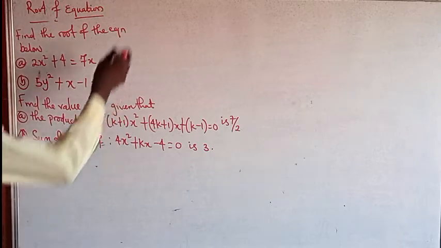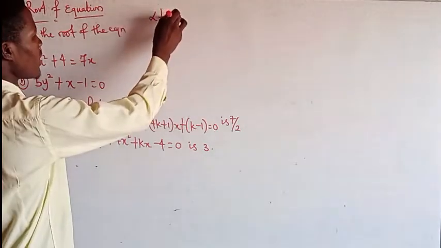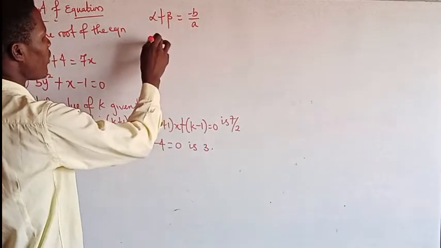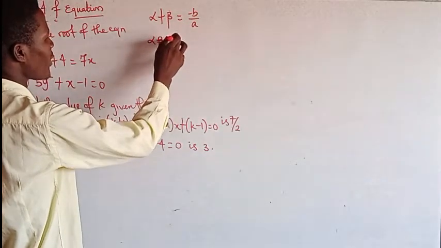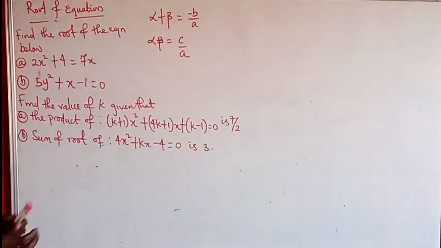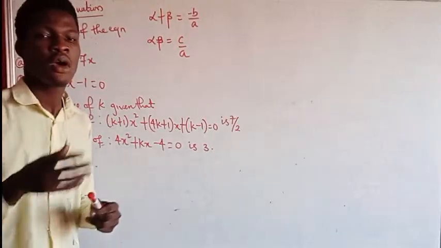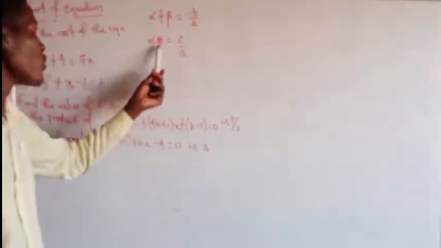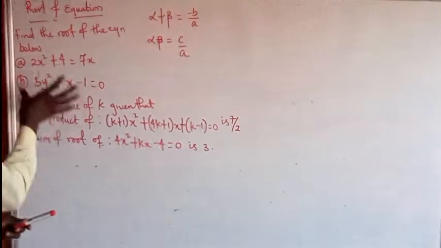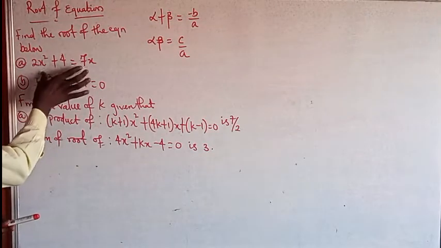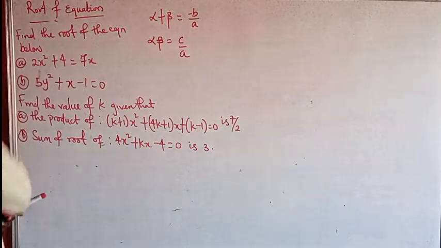So we know that our alpha plus beta, the sum of roots, is minus b over a, while the product of roots, alpha beta, is c over a. You can check my previous video on the proof of the root of quadratic equation. You will see how I prove these formulas there. Alright, so let's go to this. I want to find the sum and the product of the roots of the equation.